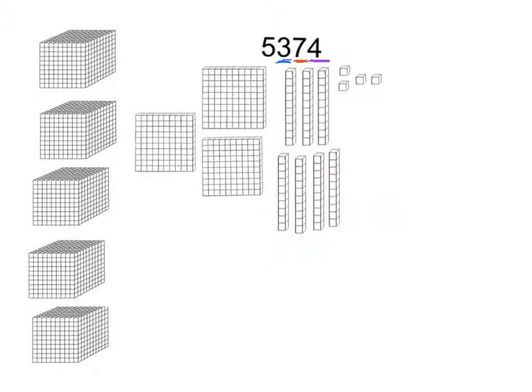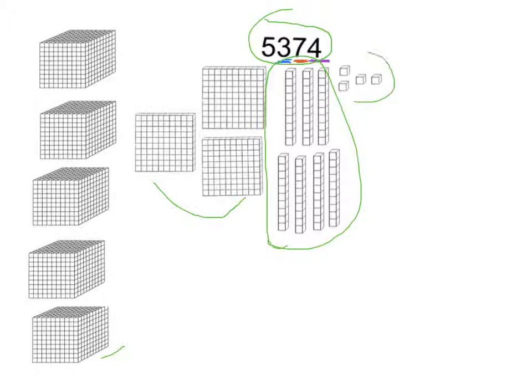So now we have represented the number 5,374 with 5 thousands blocks, 3 hundreds blocks, 7 tens, and 4 ones, which gives us a clue to say the number 5,374. Now let's look at a different way to represent this number on a place value chart.